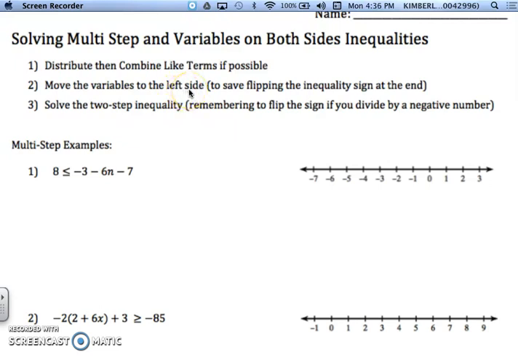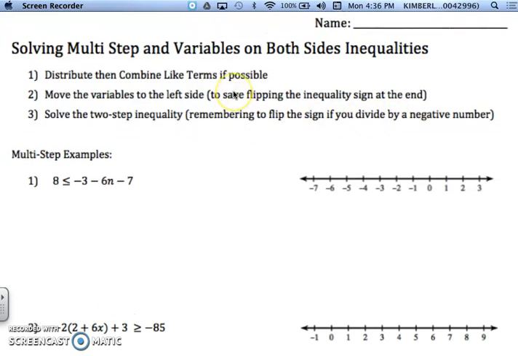Typically in the past with equations, we could move them to the right side, but if you move them to the left, we're going to save time because we're not going to have to flip the problem around at the very end anyway. Okay, because I already know my variables have to be on the left side for inequalities. And then we're going to solve the two-step inequality normally, remembering that if you divide by a negative or multiply by a negative, you do have to flip your inequality sign. So let's look at some examples.